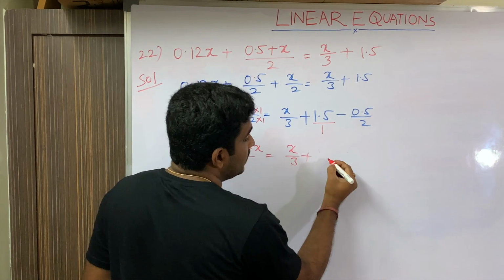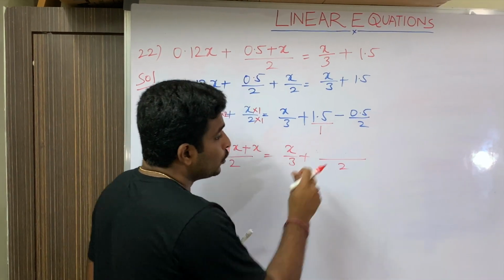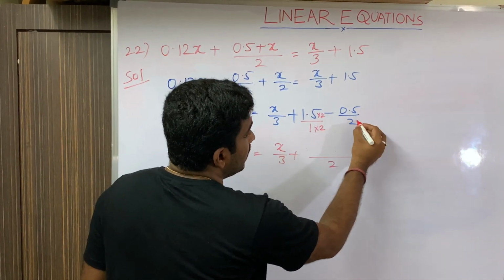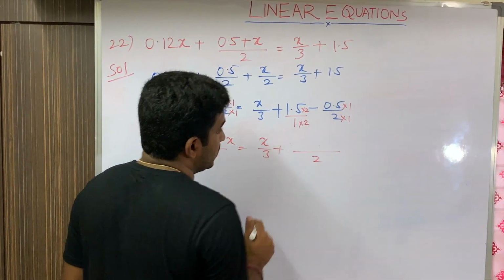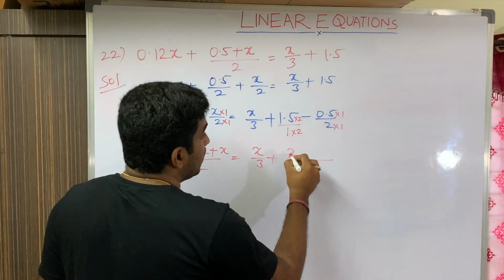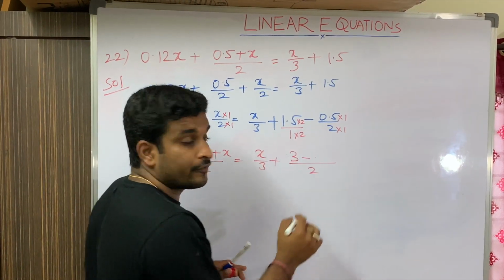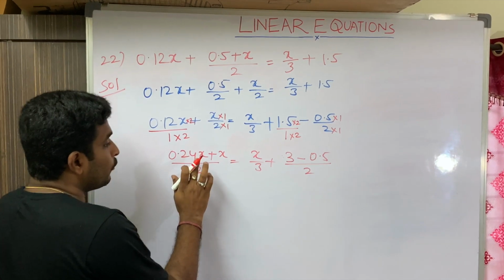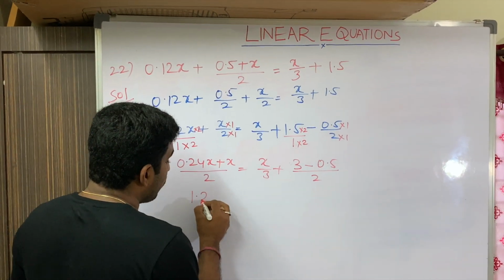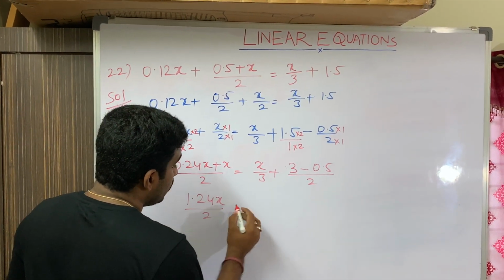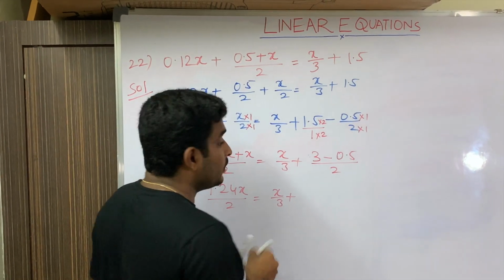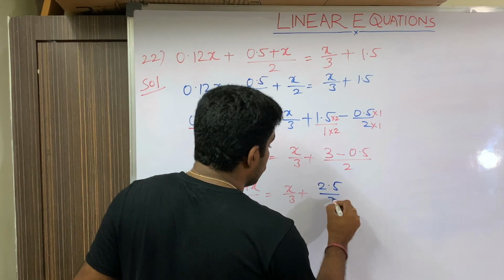we don't have denominator here, that's why we'll take it as 1. The LCM will become 2. To get 2, we have to multiply 1 with 2, same as in numerator. Here with 1, same as in numerator. 1.5 into 2 will become 3 minus 0.5 into 1 will become 0.5. When you solve this, 0.24x plus x will become 1.24x by 2 equal to x by 3 plus 3 minus 0.5 will become 2.5 by 2.